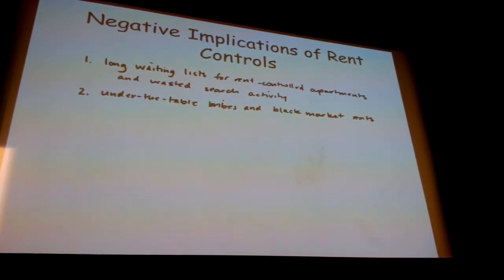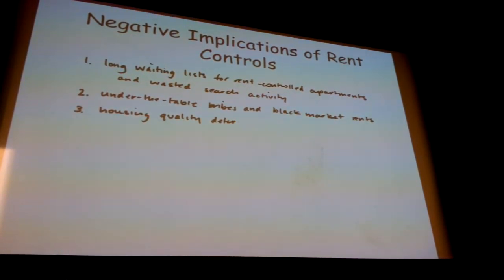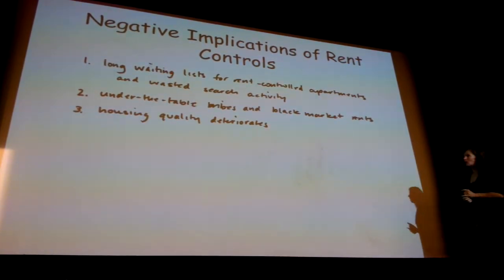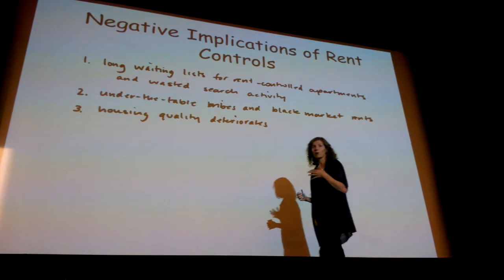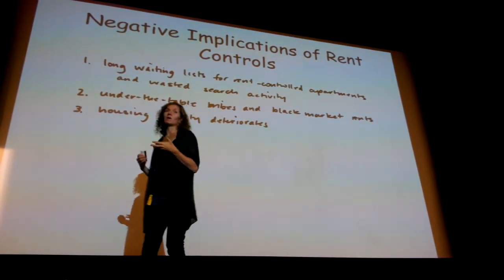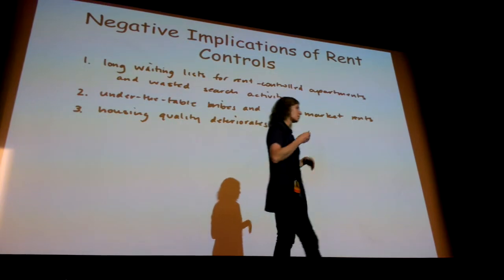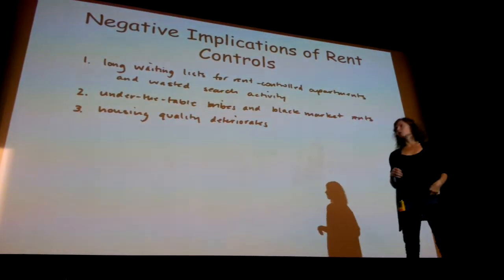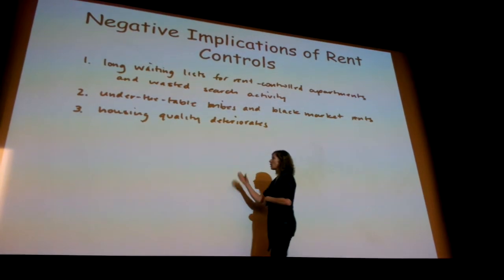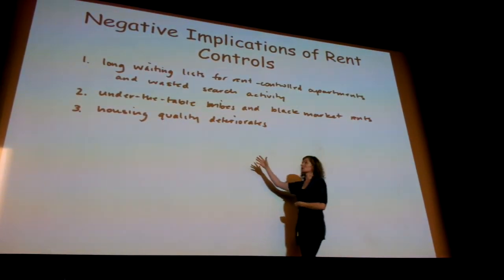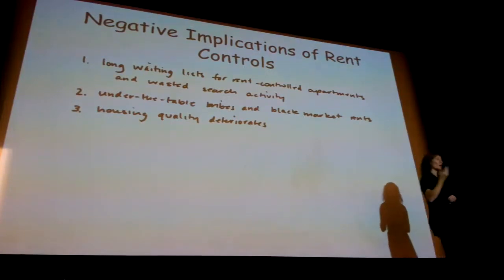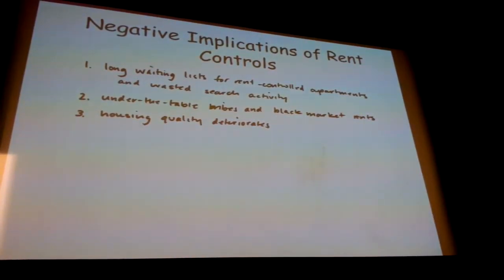The other thing is that housing quality deteriorates. And here the idea is that with these long waiting lists for apartments, landlords really don't have much of an incentive to maintain the quality of their apartments because there are a billion people who want to rent them. And so a lot of people worry and fear about the quality of housing in rent-controlled areas and the quality of apartments because the landlords just don't have any incentive to make their apartments attractive when they have these long waiting lists.